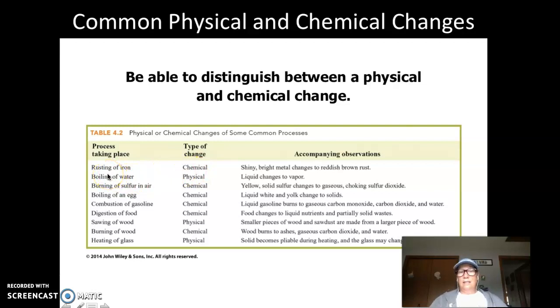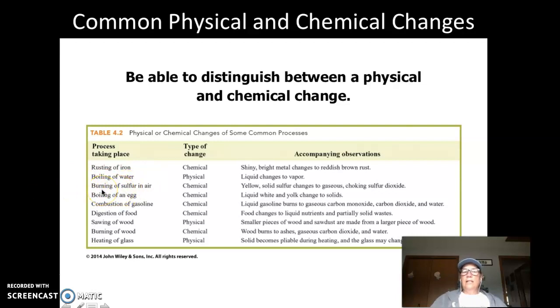Iron oxide isn't the same as iron, okay? Boiling of water, it's physical because you're just changing it from a liquid to a gas. Some people think, well, it disappears. Not really. It's vapor in the air. You can't see it so well, but it's still there. It's still just water.